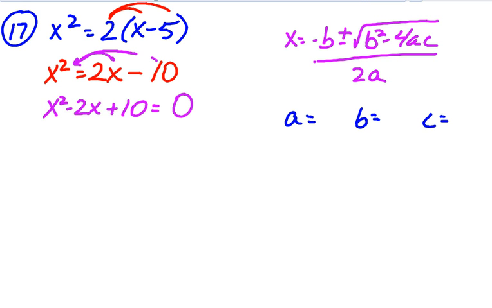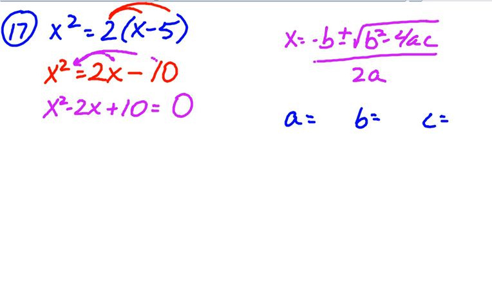Number 17. Number 17 starts out x squared equals 2 times the quantity x minus 5. Well, we don't want parentheses in there, and we definitely want this equal to 0. So I'm going to get rid of the parentheses first. When I do that, I end up with 2x minus 10. And then when I've set it equal to 0, I'm going to change the 2x to negative 2x and the negative 10 to positive 10. Now I have my ax squared plus bx plus c equals 0.